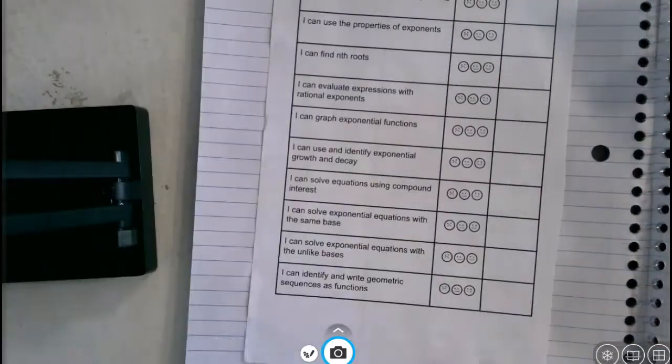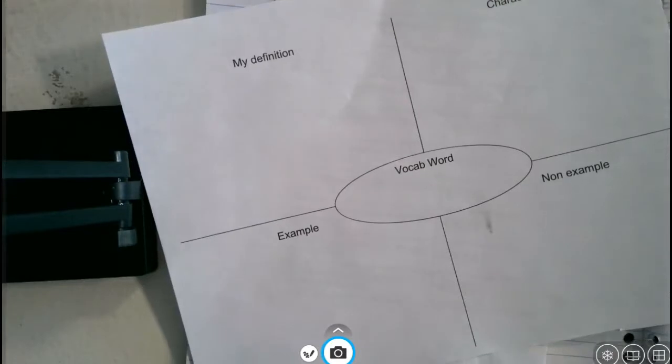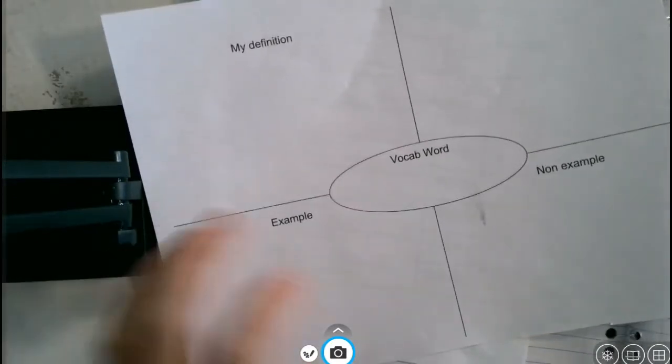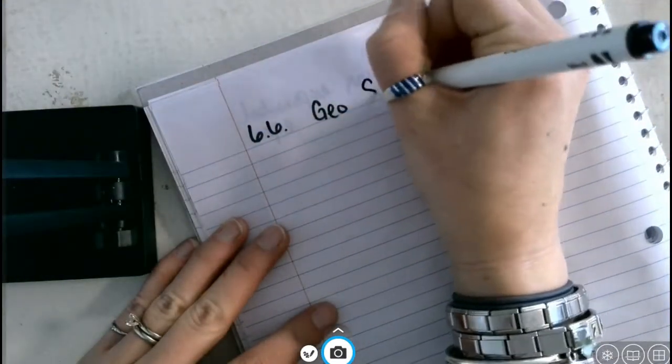So the first thing we're going to be looking at is we're going to come up with some vocabulary information for us to use as we go through this. Okay, so on your next clean sheet, so here was some compound interest information in my solving exponential equations. So on my next sheet of paper is where I'm going to label my page. So this is 6.6 geometric sequences.